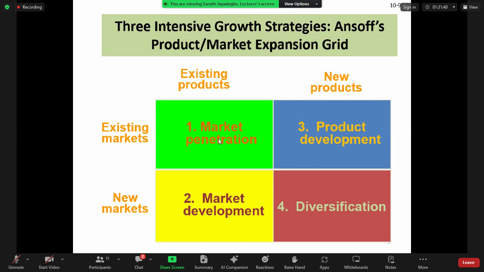So market penetration, you just think about that. Can you remember ginger beer? That ginger beer is an existing product in an existing market. So under market penetration, you can market ginger beer. You can change it, you can expand it, right? Normally you are drinking ginger beer as a refreshment or drink, right?